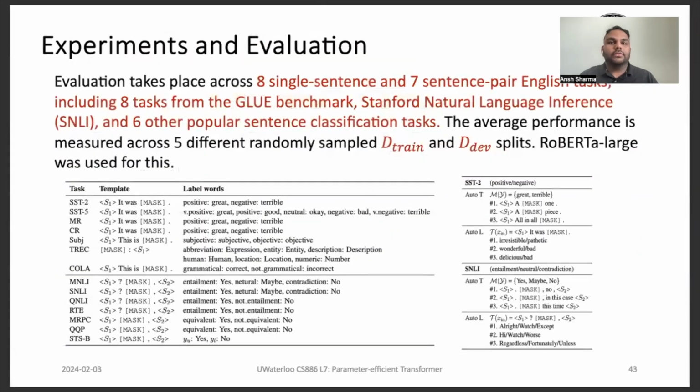For the evaluation of this, the authors use RoBERTa-large over 8 single-sentence and 7 sentence-pair English tasks, including 8 tasks from the GLUE benchmark, Stanford Natural Language Inference (SNLI), and 6 other popular sentence classification tasks. The average performance is measured across 5 different randomly sampled D-train and D-dev splits. In the tables, we can see the templates that were utilized for this.